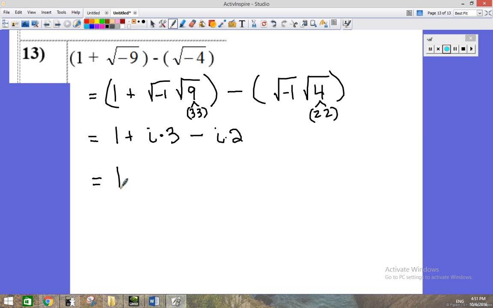So I have 1, and we normally write i times 3 as 3i, and we normally write i times 2 as 2i. So if I have 3 i's and I'm taking away 2 i's, I have an i left. So there's my final answer. So I had to come in and rewrite these negative radicals in terms of i to be able to get my final answer.